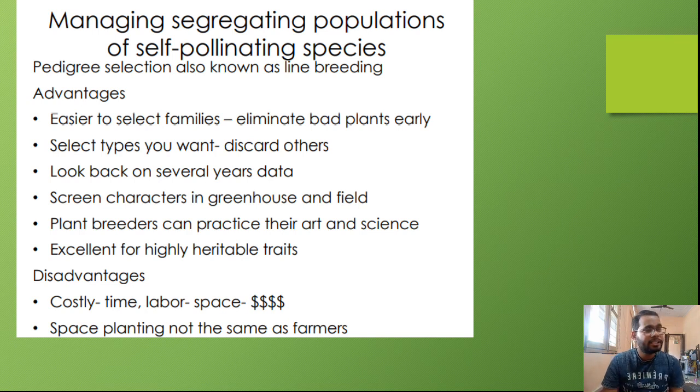The disadvantage is that this method is very costly because it is time taking, very laborious, and also space taking. The second disadvantage is that the plant spacing is not the same as the farmer's. What we plant in this method is not the same as in the farmer's field. In a farmer's field, for example in rice, 20 by 20 centimeter spacing is adopted, but this type of spacing is not adopted in the pedigree method. The plant density is totally different from the farmer's field. So these are the things that happen in the pedigree method.